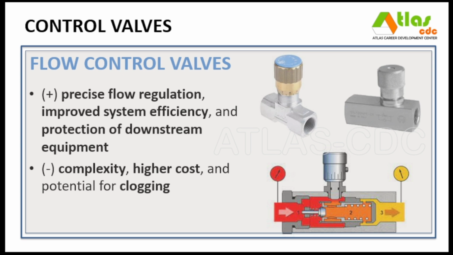Advantages include precise flow regulation, improved system efficiency, and protection of downstream equipment. Disadvantages are its complexity, higher cost, and potential for clogging in dirty systems. It is commonly used in hydraulics, irrigation systems, and pneumatic circuits where flow rate consistency is essential.